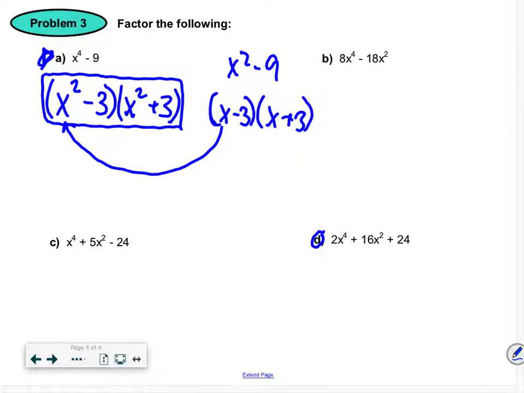No, because 3 isn't nice. So you just ignore the 4. Because if we FOIL it out, x squared times x squared is x to the 4th. The middle stuff cancels and we get minus 9. That kind of makes sense? Yeah, that makes sense.